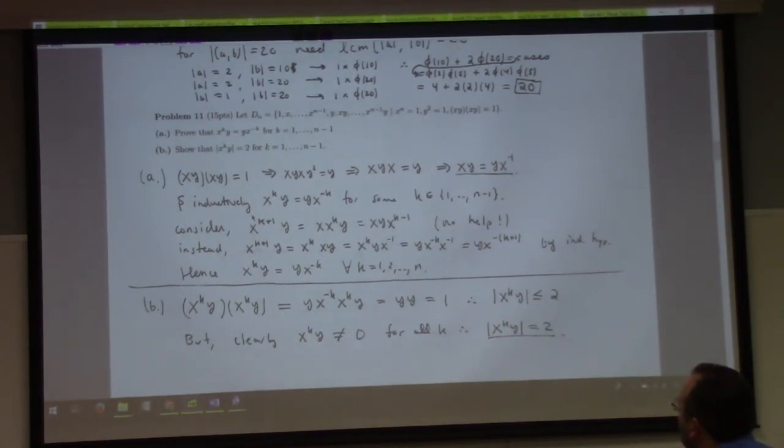How did you get from the first statement past the first arrow? xy times xy equals 1, how did you get there? That's x, y, x. I multiply both sides by y. Oh, okay. I think your middle line is wrong. You say x to the k y is equal to x y x to the k minus 1. But it should be x to the negative k.